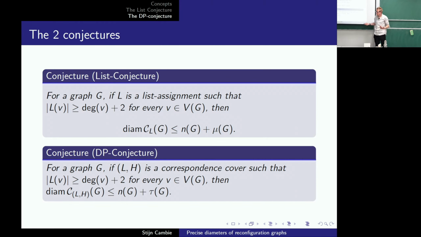Oh yeah, just shorter titles. So list conjecture, DP conjecture as well. Like, minimize the storage in your head.